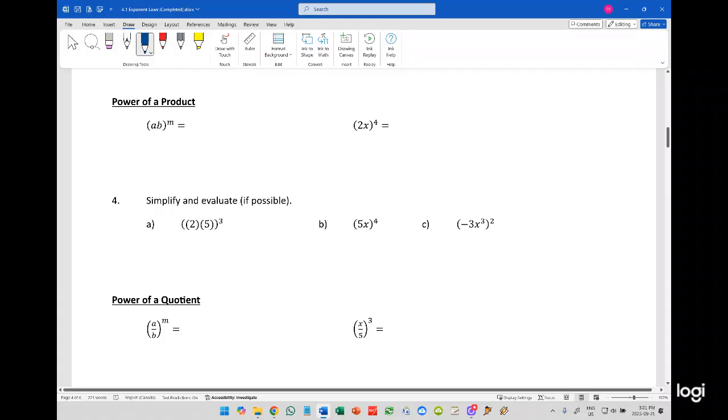Power of a product. So what this is saying is that we've got an exponent on a bracket that has something times something else in it. A, B is kind of the generic thing. The point, though, is that both A and B are put to the exponent m.